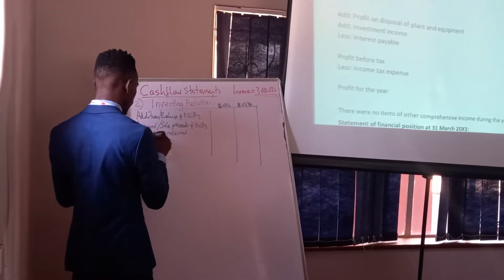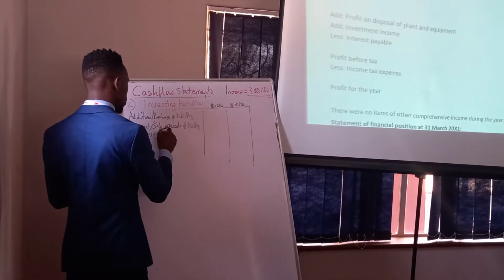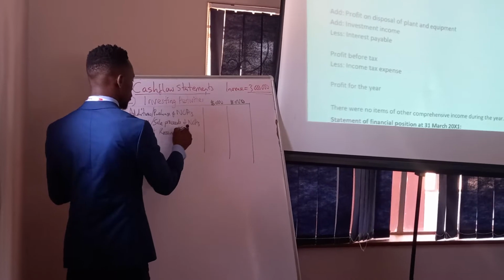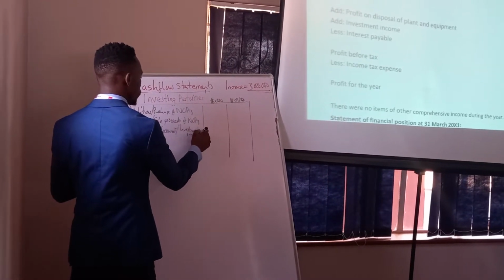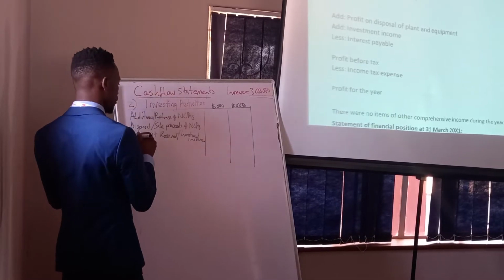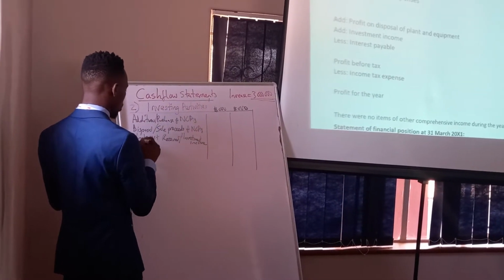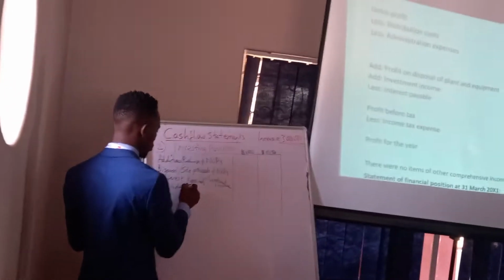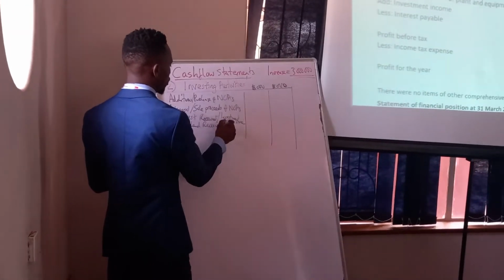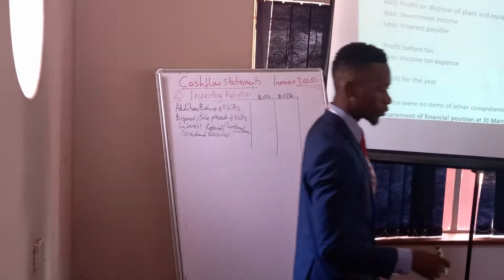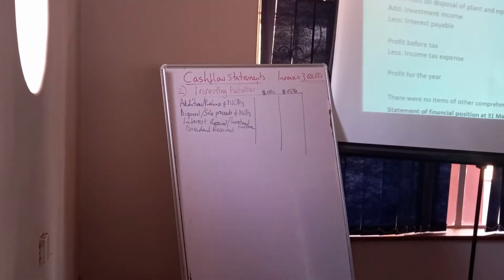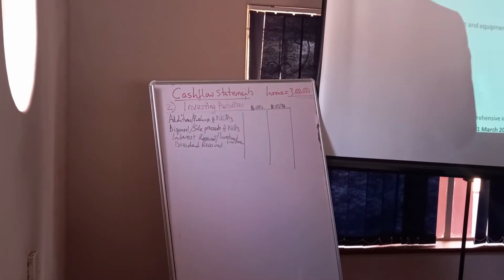received. The interest received is also known as the investment income. We also have dividend received, but we don't have that. So I will record on the first column.